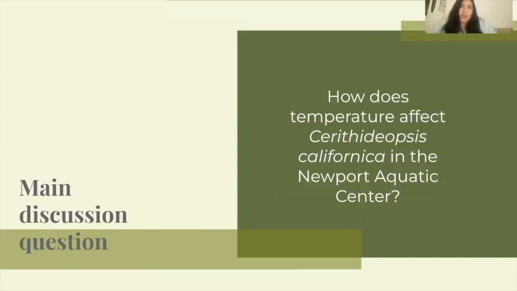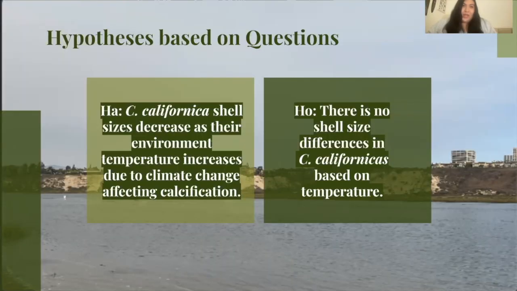So, with this knowledge about the horn snails, our main discussion question was, how does temperature actually affect these snails in the Newport Aquatic Center? Based on this question, we have our hypothesis that horn snails' shell sizes decrease as their environment temperature increases due to climate change affecting calcification, and our null hypothesis being that there would be no shell size differences in the snails based on temperature.